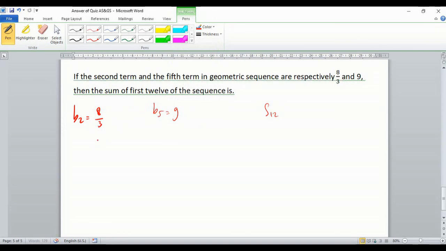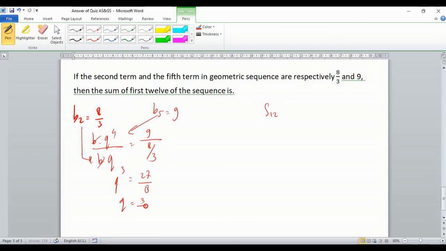Okay, so in here, we need to find the ratio first. So B5 over B2 is B k power 4 over B k. This one is coming from here. So this one is 9 over 8 over 3. So we can cancel them. So the ratio power 3 is 27 over 8. So the ratio is 3 over 2.